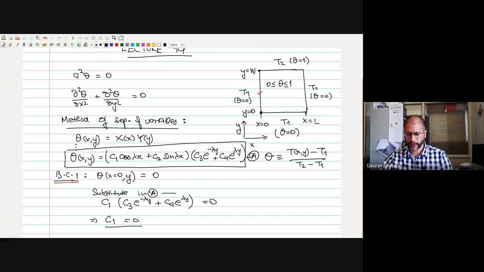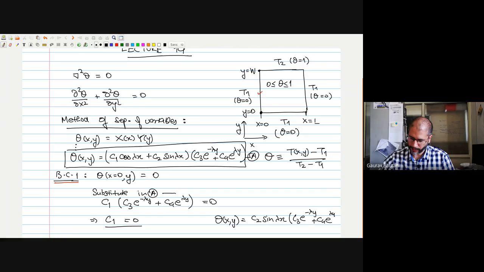Okay, so if C1 is 0, then this above equation is satisfied, and then what we'll get is we will lose the C1 cos lambda x term because C1 is 0. So every time I apply a boundary condition, I'll update the overall expression for theta. So now the updated version of theta is C2 sine lambda x times C3 e to the power of minus lambda y plus C4 e to the power of lambda y. Okay, so that is my updated version. So I'll call it A1.